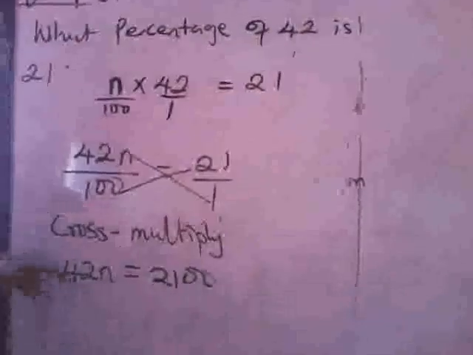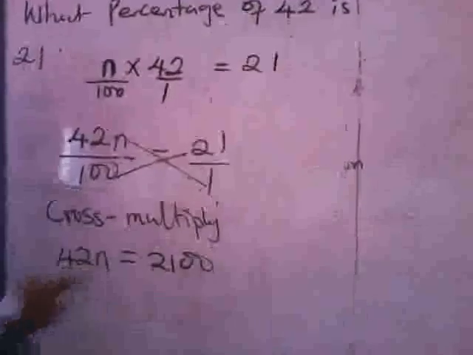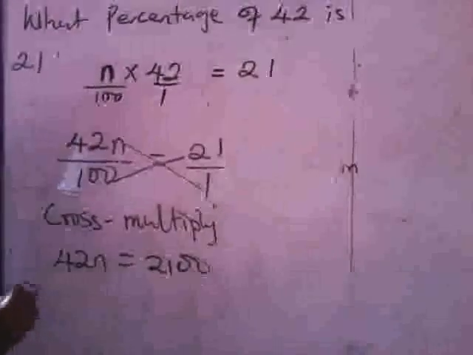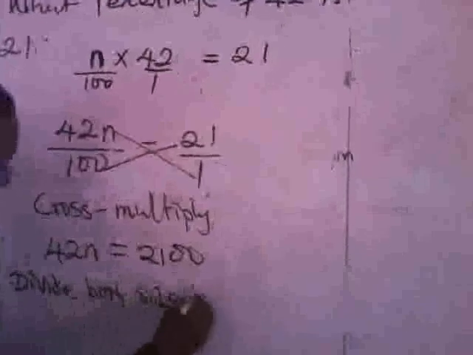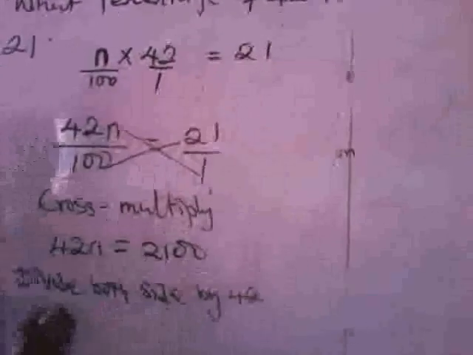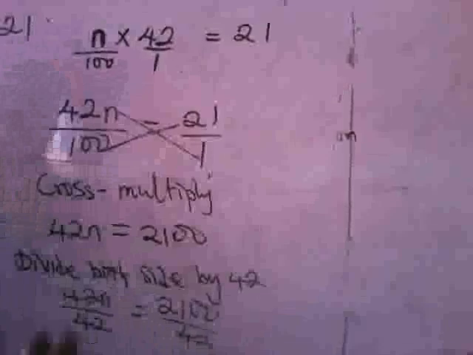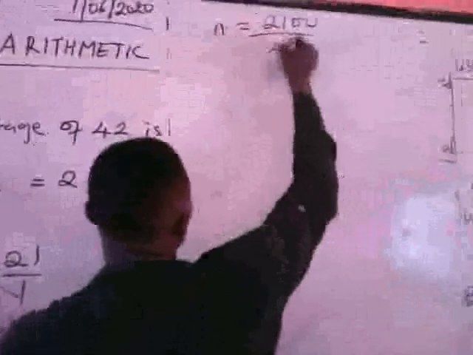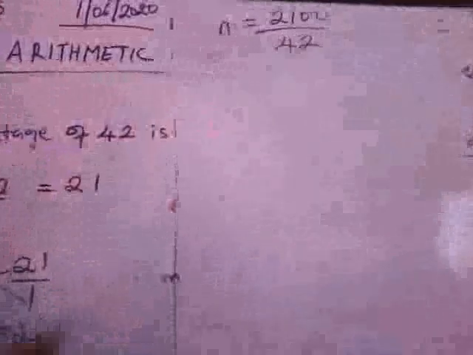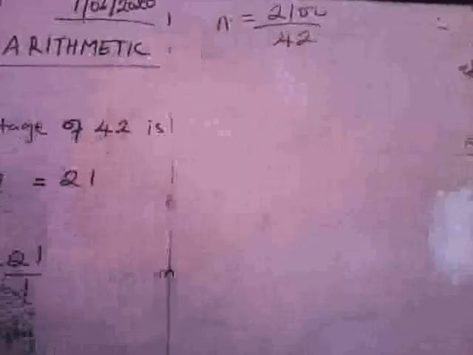Because you are looking for the value of n and the coefficient of n in this question is 42, you divide both sides by 42. So you'll be having 42n over 42 equal to 2100 over 42. So 42 will cancel out 42 here. Therefore, we have our n to be equal to 2100 all over 42. So when you use your calculator to solve it out, you will get the value of n.